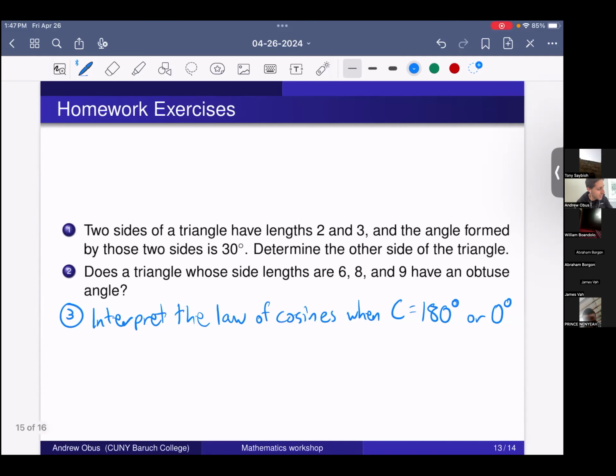If angle C is equal to 180 degrees, then you have this: this is C and this is A and this is B. It's barely a triangle. This would be the 180 degrees. And if angle C is equal to 0 degrees, then what you have is C, and this point is both A and B. A and B are so close together that the angle is 0 degrees. So the question is, can you figure out a way to make the law of cosines meaningful in these kinds of edge cases, these extreme cases?